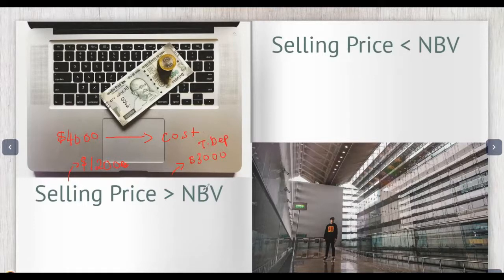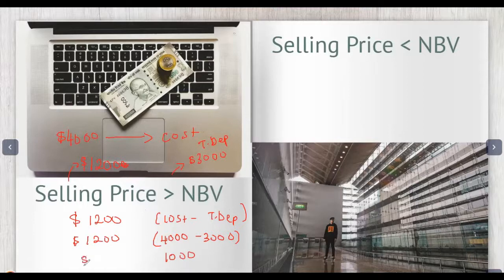Now, with this information, we can find whether it was a gain or loss by disposing of this asset. The selling price was 1,200. How do we find net book value again? Net book value is cost minus total depreciation. So our cost was $4,000 and the total depreciation was $3,000. Our selling price is still 1,200. Now 4,000 minus 3,000 gives us 1,000, and the selling price was 1,200.